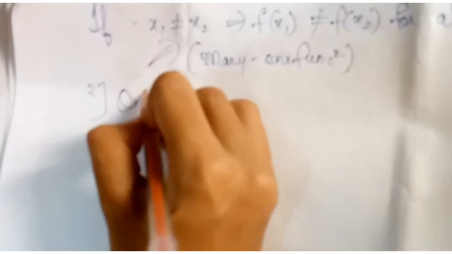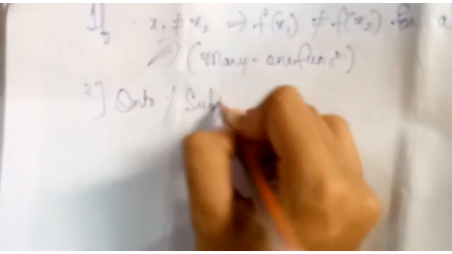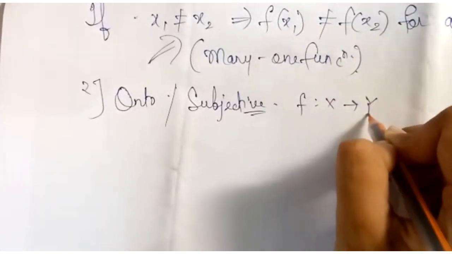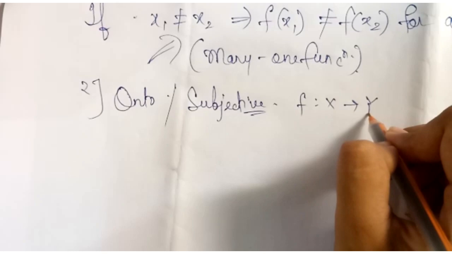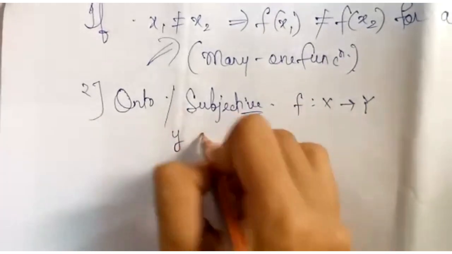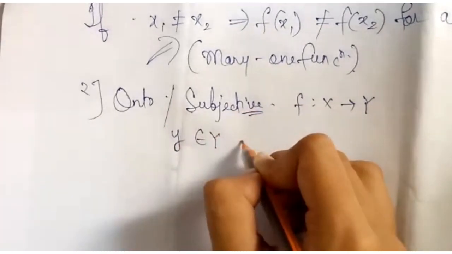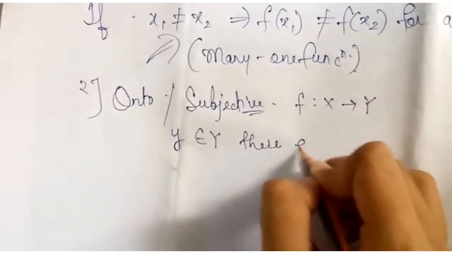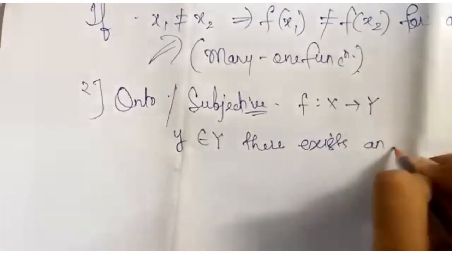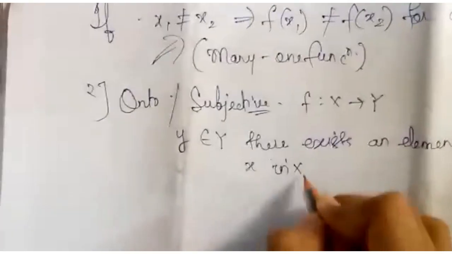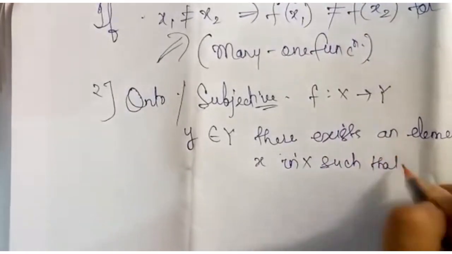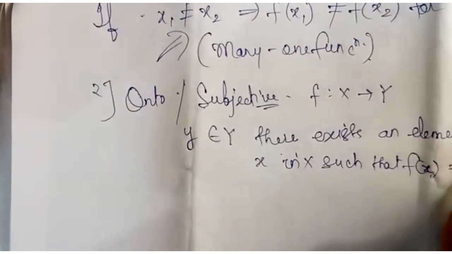Then second is onto, or surjective function. A function or relation from x to y is said to be onto if every element of y is an image of some element of set x under f. That is, for every y belonging to y there exists an element x in x such that f of x is equal to y.